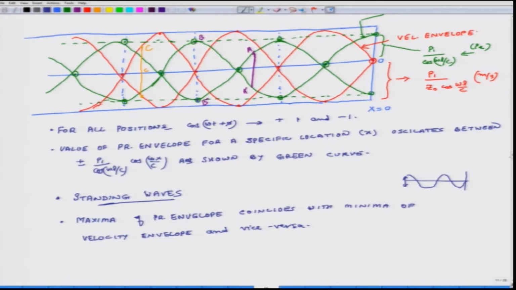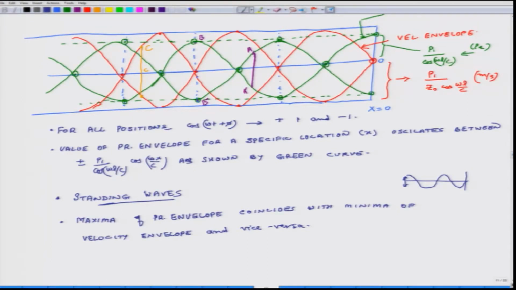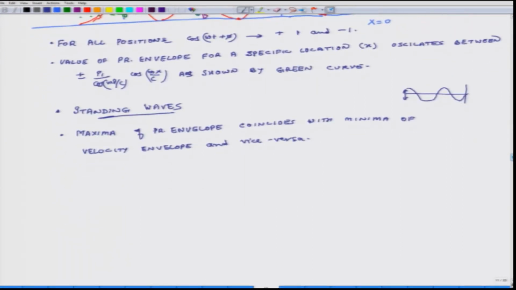And the physical reason for this phenomenon is that at these locations where pressure is maximum, velocity is minimum because the total amount of energy in the system is the same. So, wherever you have maximum potential energy, kinetic energy is going to be minimum, and so on and so forth. So, this is another important aspect to understand.